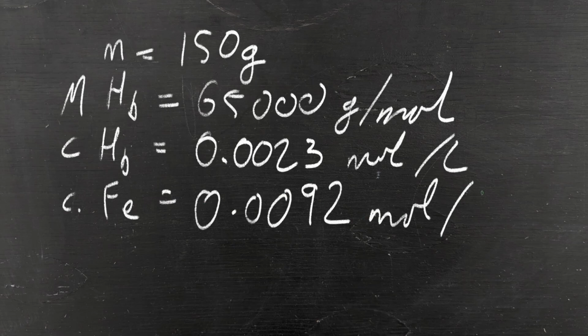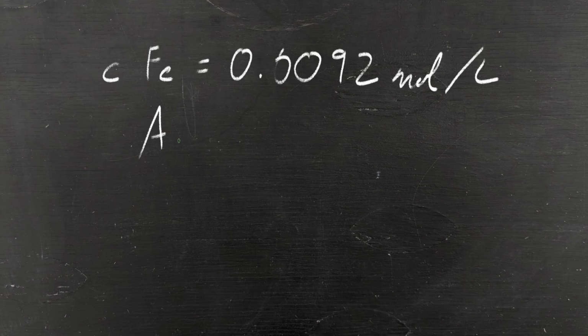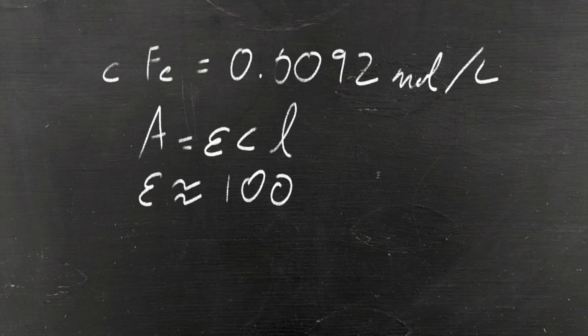0.0092 moles per liter. We can now use the Beer-Lambert law to approximate what the absorption of blood would be if the color is due to a d to d transition. The Beer-Lambert law says that the absorption is equal to the molar attenuation coefficient times the concentration times the path length. For spin-allowed d to d transitions, we expect the molar attenuation coefficient to be approximately 100. So if we put in 100 for our attenuation coefficient and 0.0092 for the concentration of iron, and we'll have a 1 centimeter path length, as is standard when recording a UV-vis, we find that the absorption is equal to 0.923.